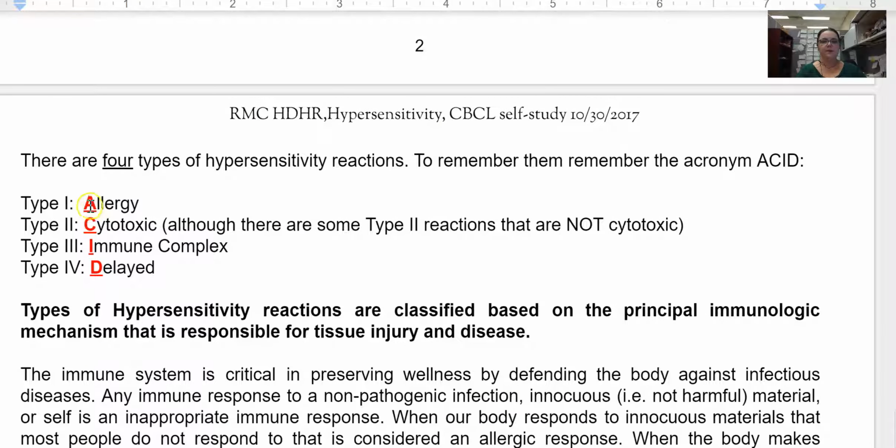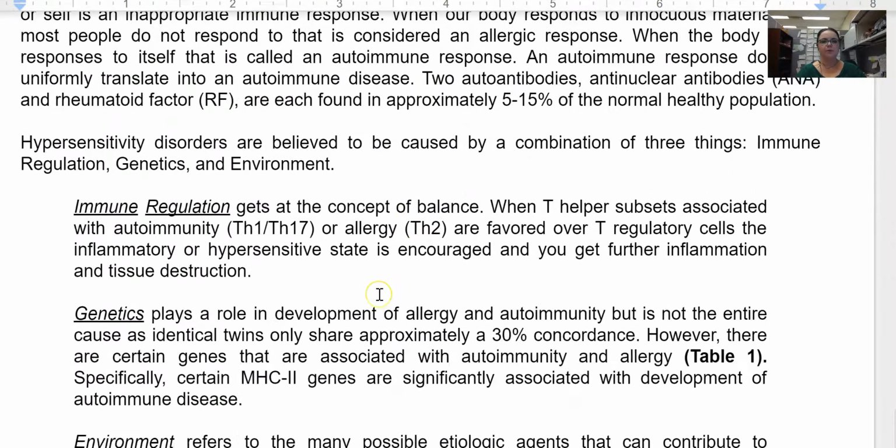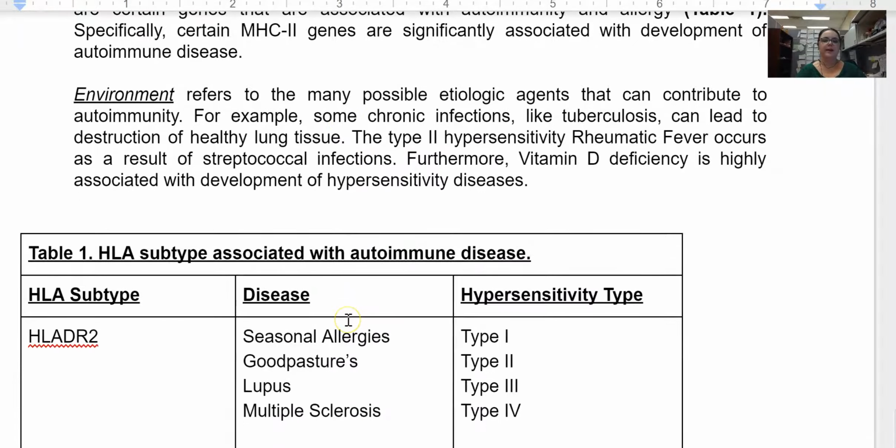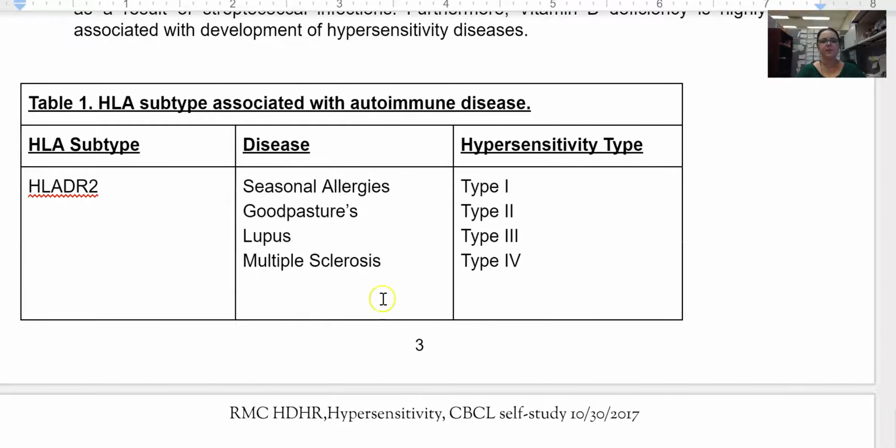Okay, so I give you some mnemonics. One of the ways to remember them is acid: allergy, cytotoxic, immune complex, and delayed. And then hopefully you can just remember that there are a couple that are not cytotoxic. We go through some of the general mechanisms. Why do people get autoimmunity? And then this is actually something almost directly out from your Step 1 book.